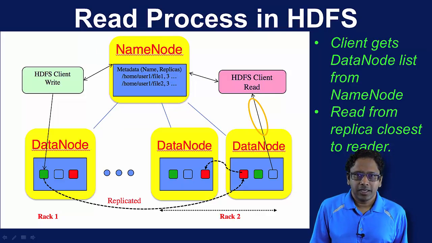So on the read side, again the client does the request. From the name node, it gets information about the blocks, how they're laid out, and HDFS tries to satisfy the read request from the nearest replica. So again you're trying to do local reads, and you're not doing network transfer as much as possible.